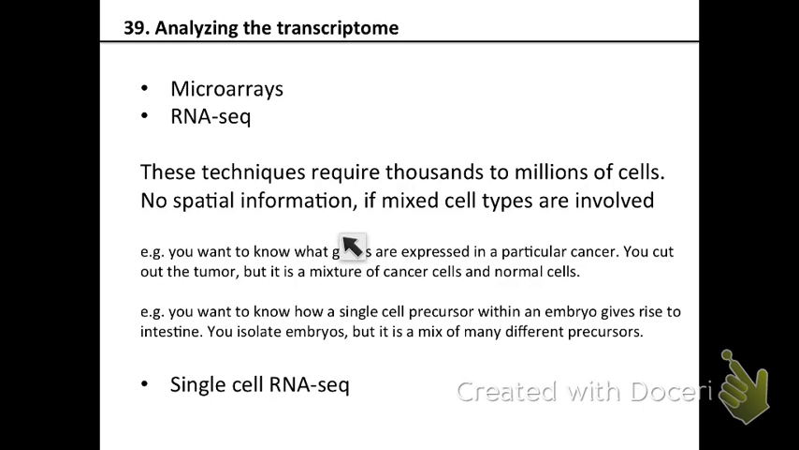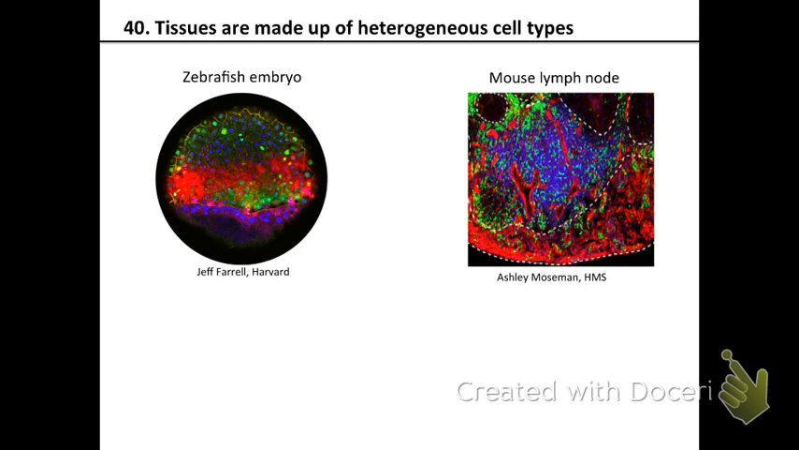So we need other techniques if you want to know the transcriptomes expressed in a tissue. For example, if you want to know what genes are expressed in a particular cancer, you cut out the tumor, but the tumors are a mixture of cancer cells and normal cells, and you don't know which one is which, right? Or you want to know how a single-cell precursor in an embryo gives rise to intestine. You cut the intestine, which has lots of different cell types. You actually lost that information, right? So what can you do with that?